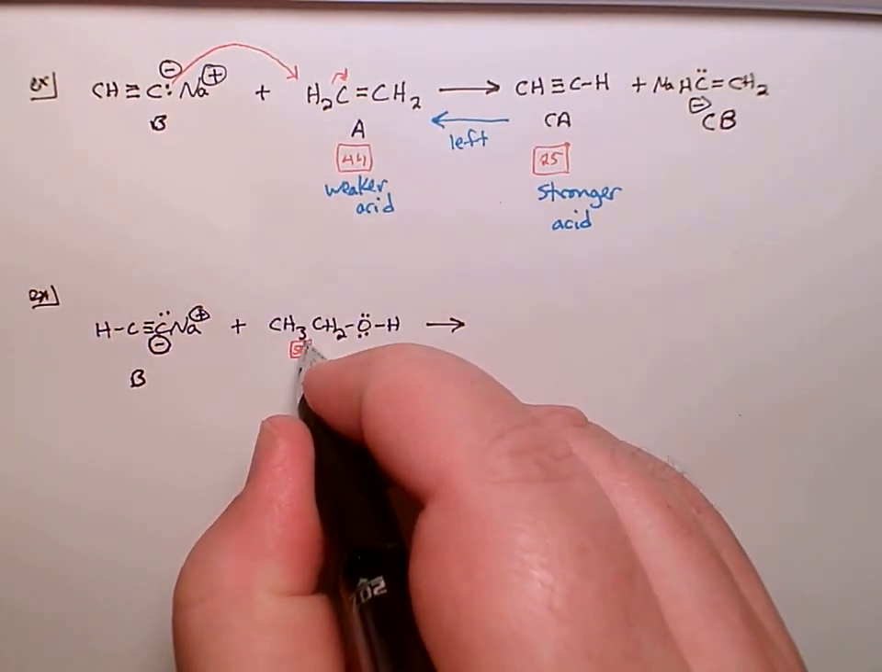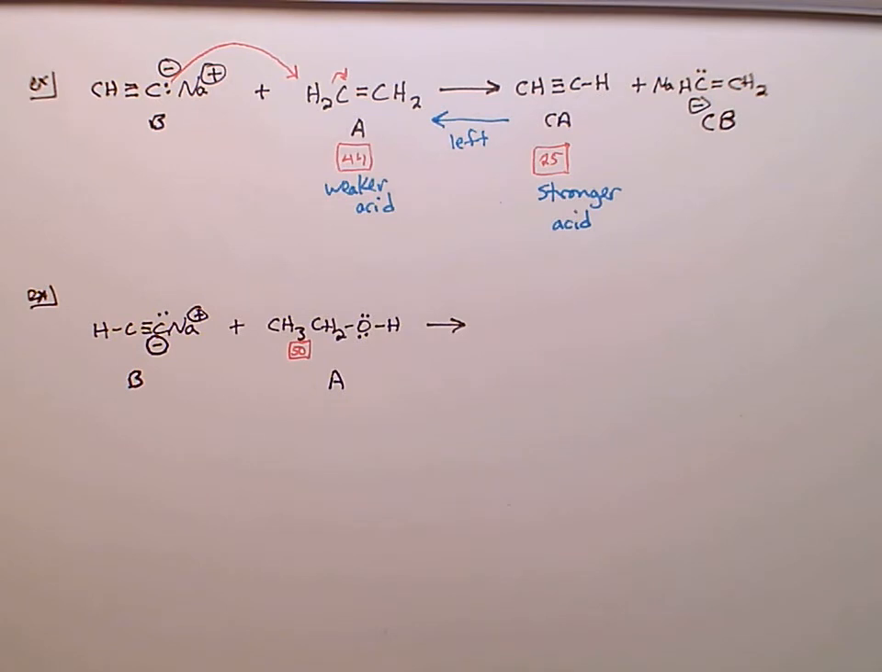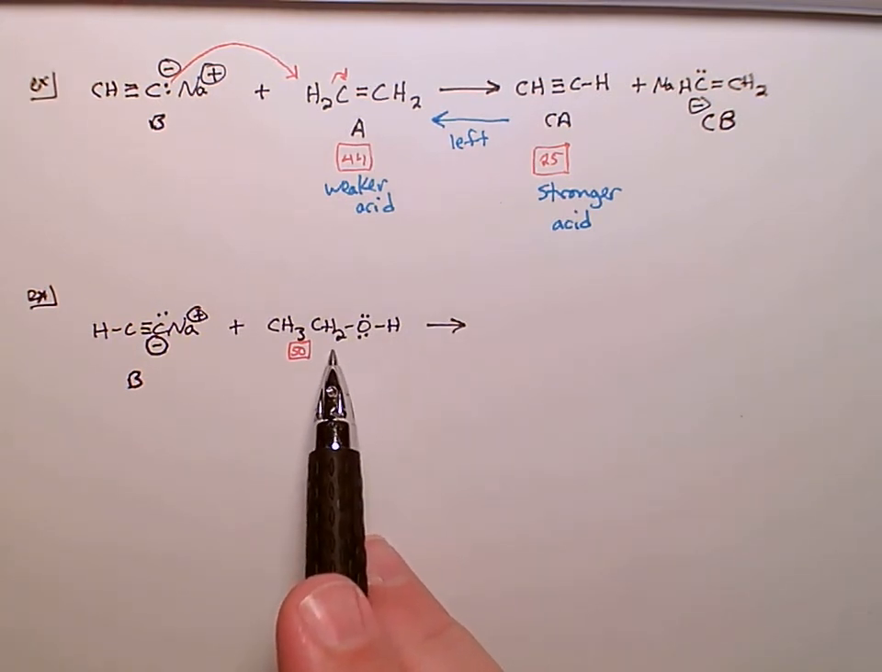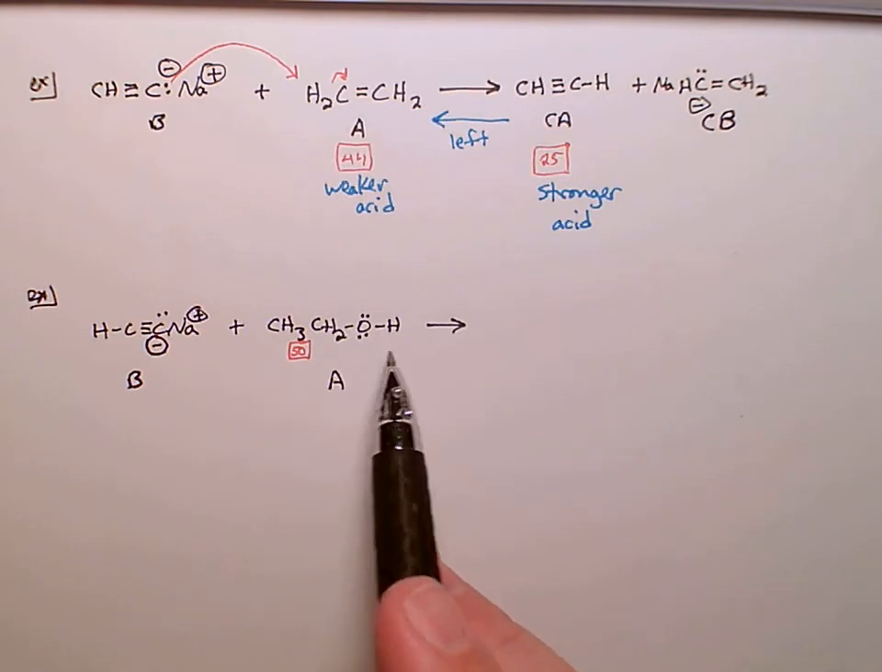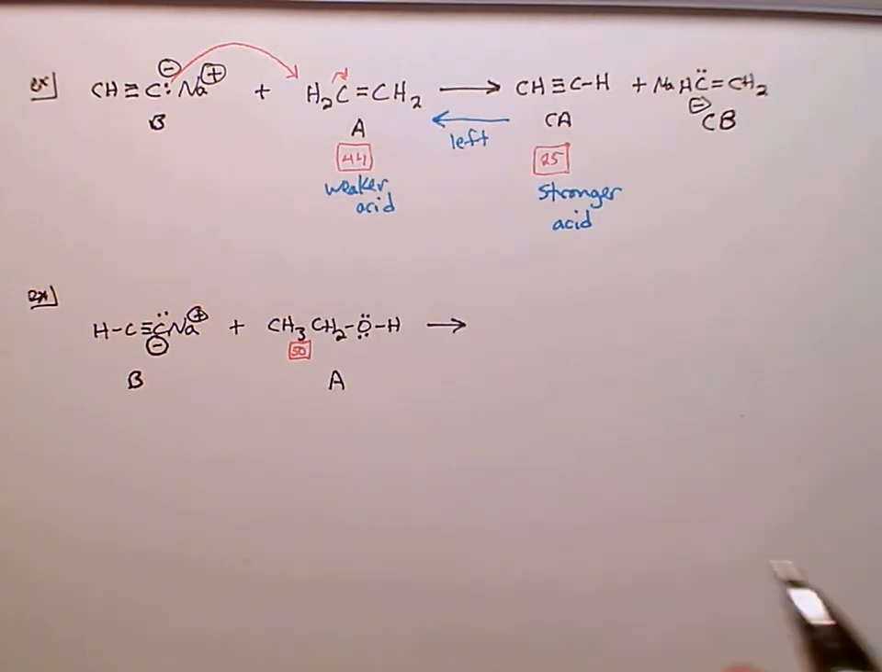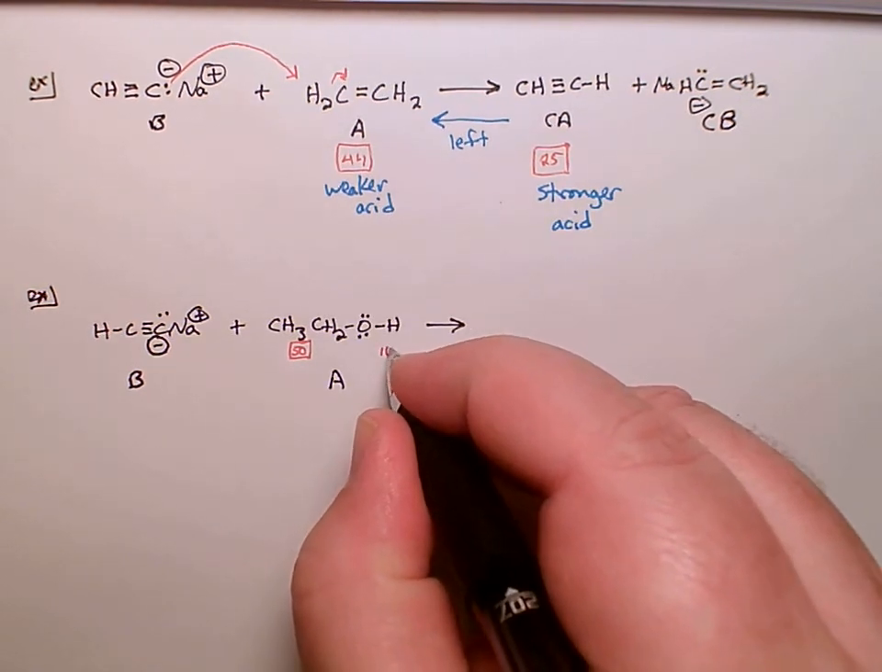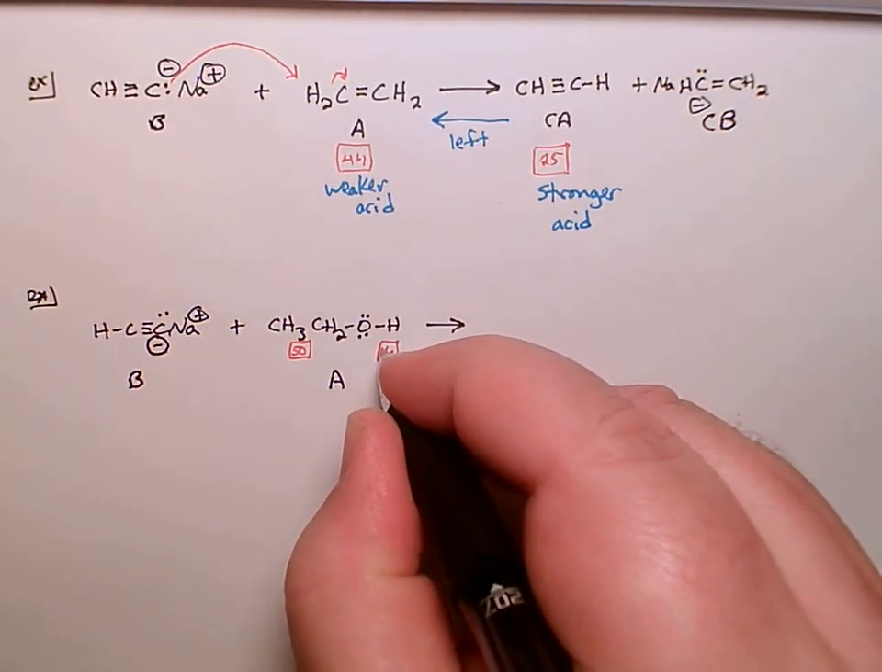Which is not very acidic at all. Oh, but what's this guy out here? Here's this hydrogen on oxygen. We recognize that's an alcohol. What's the pKa of alcohols? Well, 16 to 18. So let's go with a pKa of 16 here.